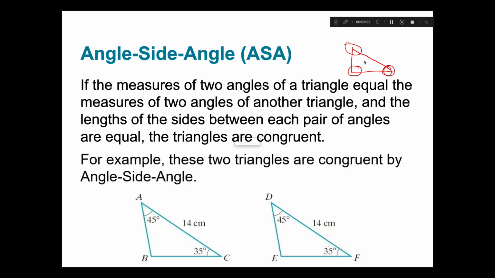So when we look at this one, we have this angle is 45 degrees, this angle is 35 degrees. Same here. This side is 14 and this is 14. Those are the same, so these are congruent triangles. They are exactly the same. There is no way that this last angle that they do not measure can be different from each other. They have to be the same.